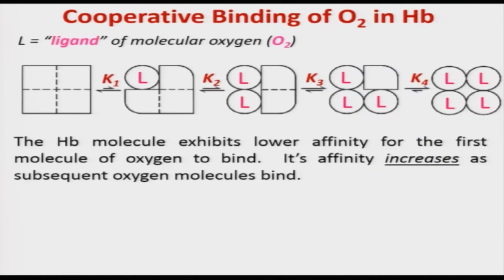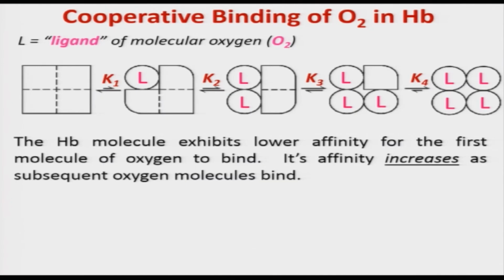What is happening in this cooperative binding of dioxygen in hemoglobin? If L is the molecular oxygen, now this is a tetramer, so four chairs are open. When one L comes in, this is actually K1, and there is a lot of structural change. Then the next oxygen, K2, then the third oxygen, then the fourth oxygen. So, what is exactly happening in the case of hemoglobin?